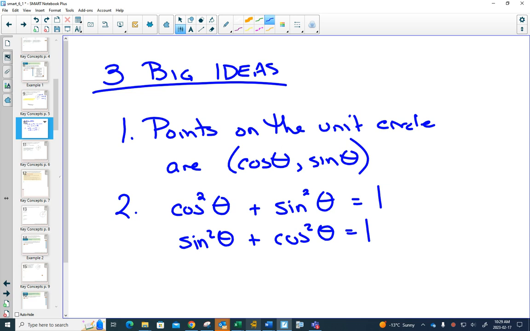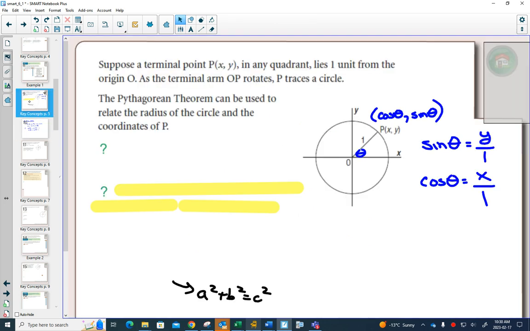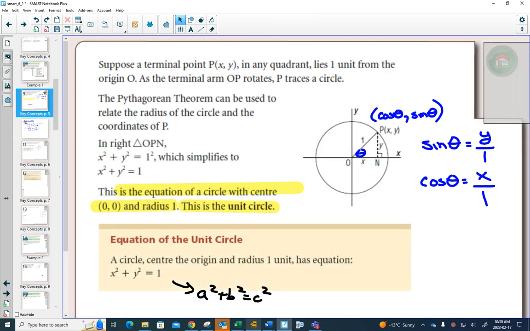But it only happens if the angle is the same. So the theta has to be the same for this to happen. This is big idea number 2. And big idea number 3 is if we look at that triangle, and we've done sine, and we've done cos, why don't we do tan? Tan is the opposite side, which is y, over the adjacent side, which is x.